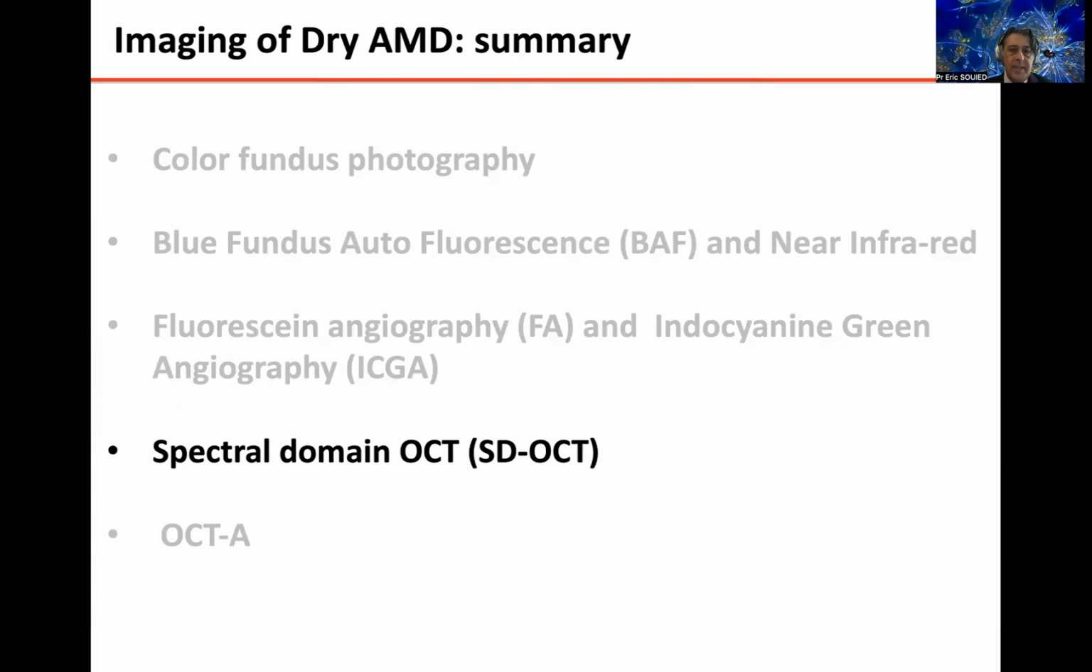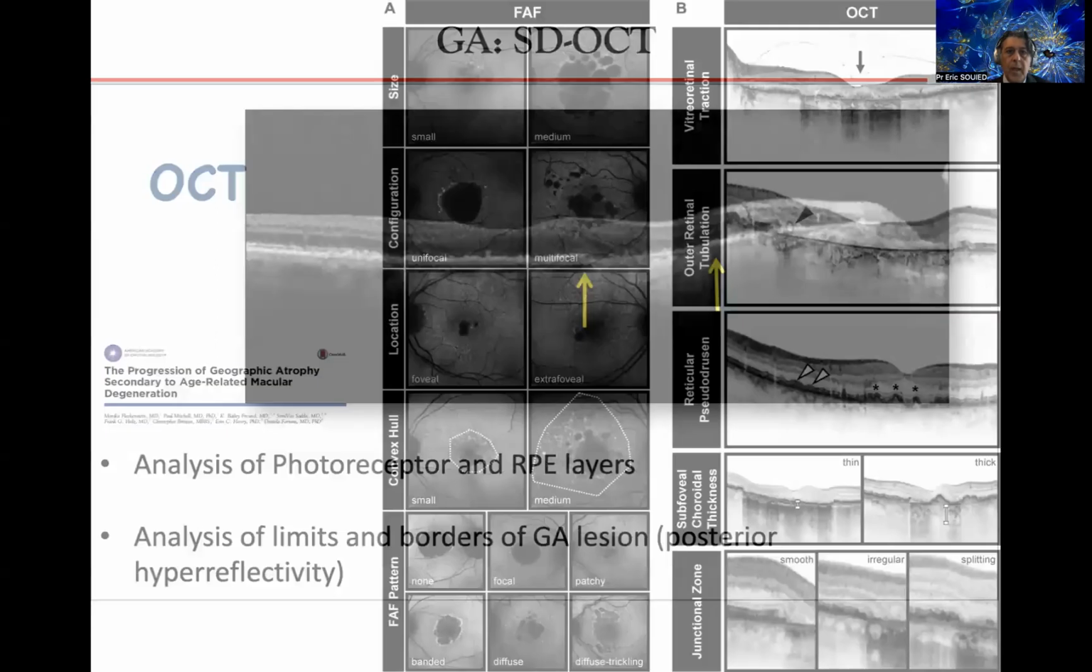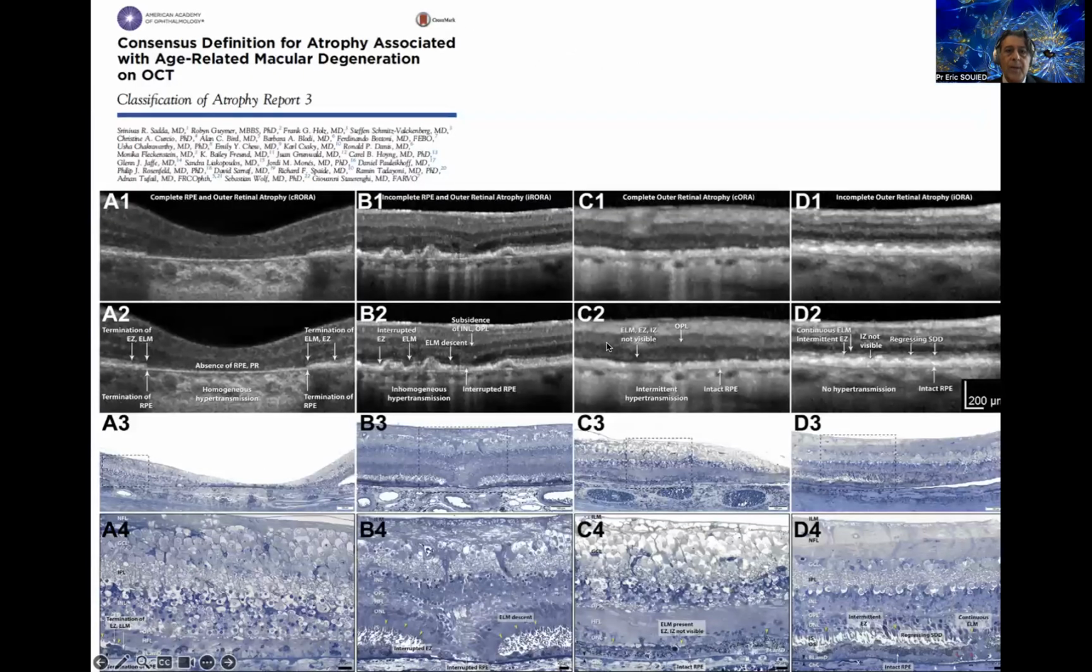Let's talk now about SD-OCT. One of the first papers is coming from this group led by Frank Holz. The OCT allows analysis of photoreceptor and RPE layers and the analysis of the limits and borders of the GA lesion that is marked by the posterior hyperreflectivity. There is a consensus classification, but it is mainly used in clinical research, poorly used in real life.